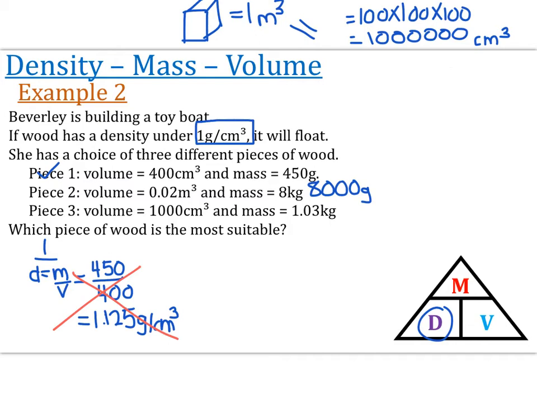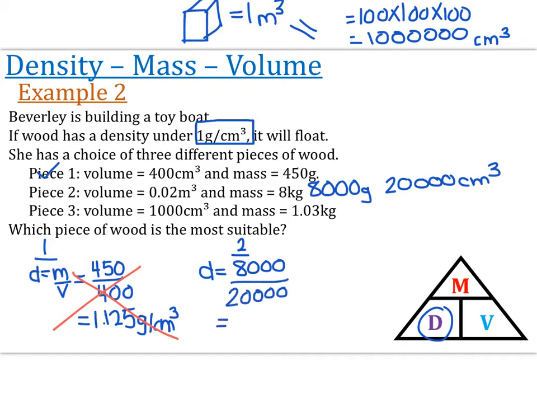So I can go ahead and multiply 0.02 meters cubed by 1 million, and I end up with 20,000. So this has a volume of 20,000 centimeters cubed. So now we can go ahead and find piece 2. So piece 2 is going to be, the density is the mass divided by the volume, so 8,000 divided by 20,000.